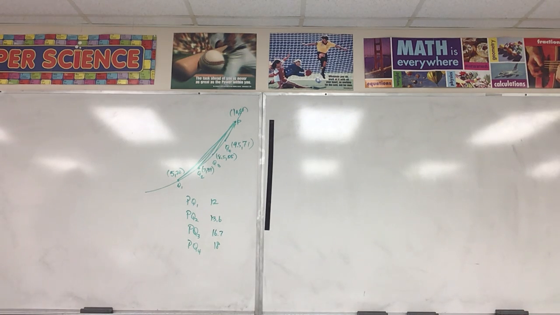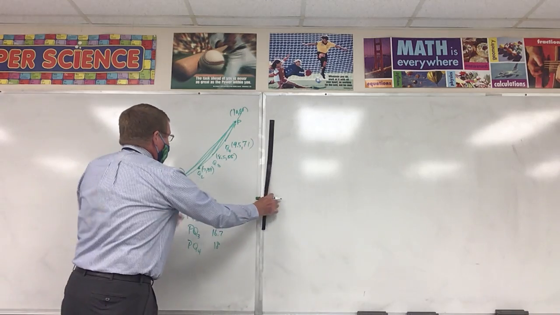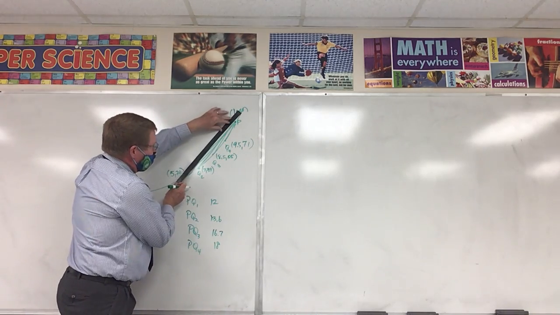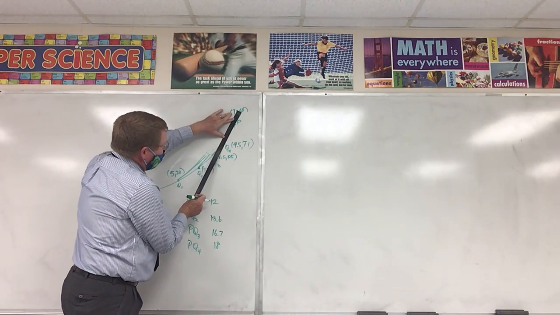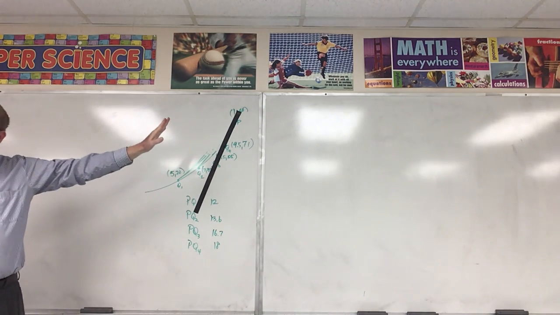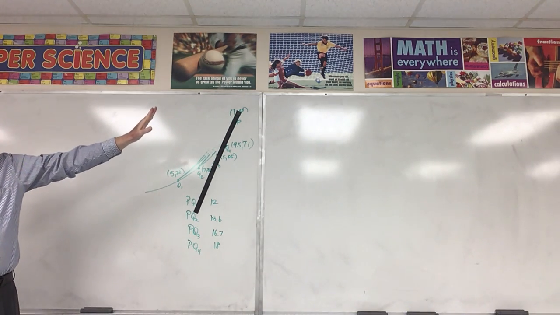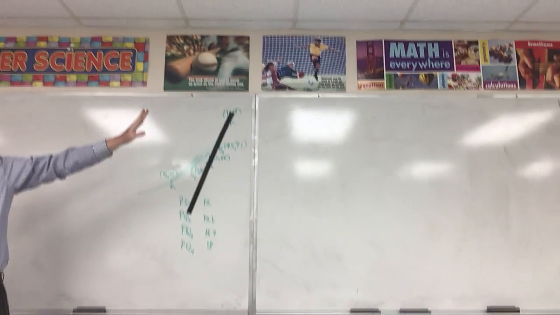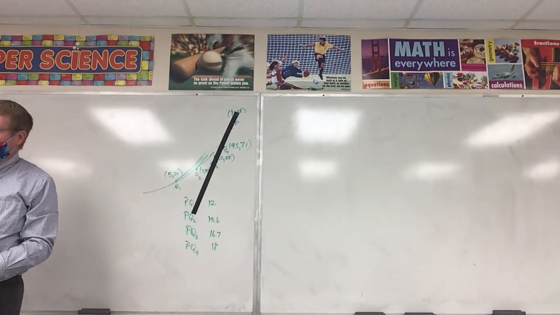Okay, so that's what we're looking at. As the secant line gets closer and closer to the point, you notice the slope gets bigger and bigger, correct? We'll look at more of this tomorrow.